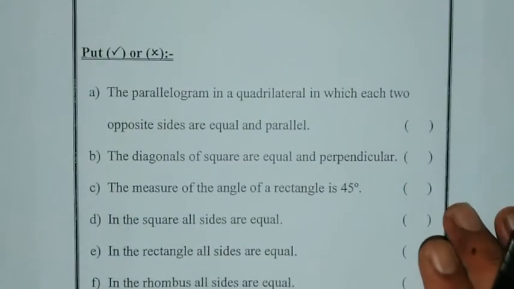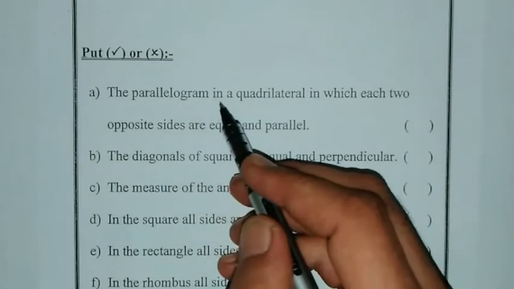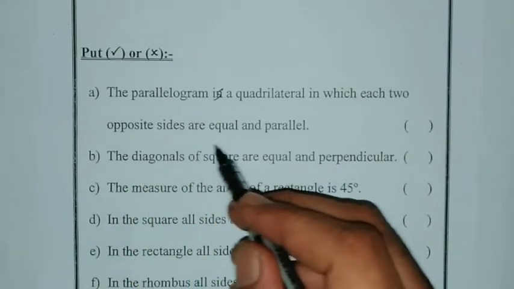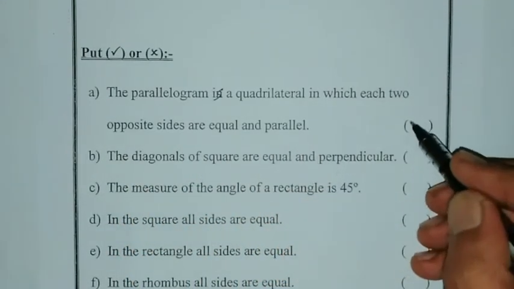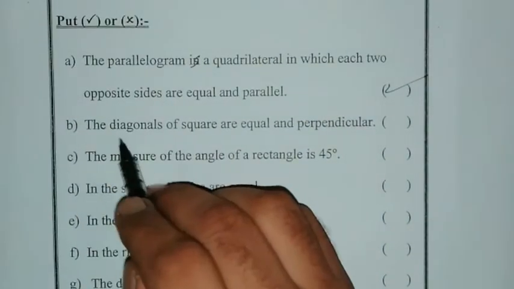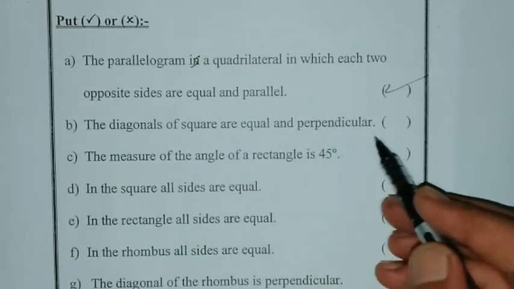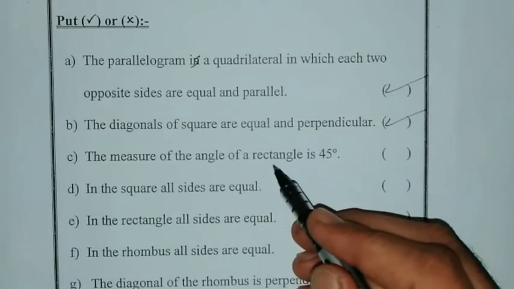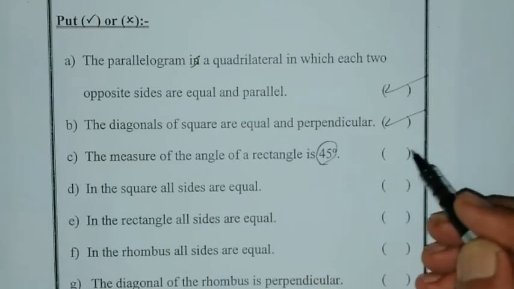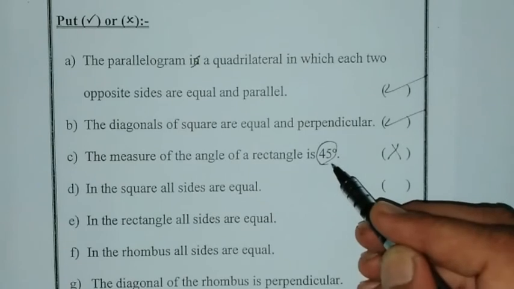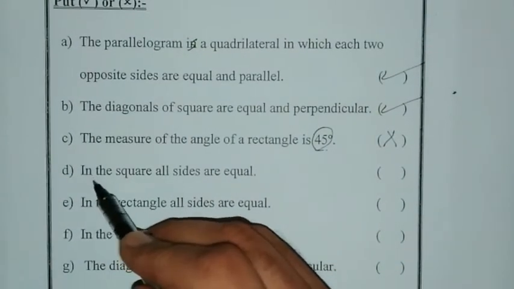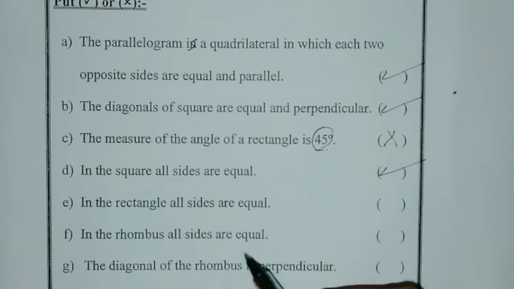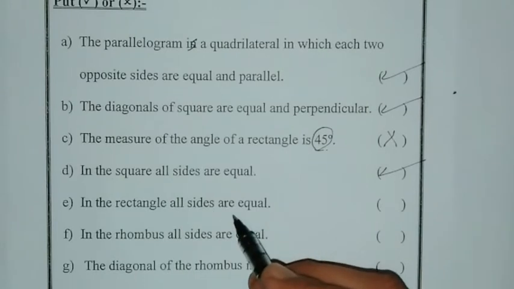The second exercise. The parallelogram is a quad in which each two opposite sides are equal and parallel. Yes. The diagonals of square are equal and perpendicular. Yes. The measure of the angle of a rectangle is 45 degrees. Wrong. 90 degrees. In the square, all sides are equal. Yes. In the rectangle, all sides are equal. Wrong.